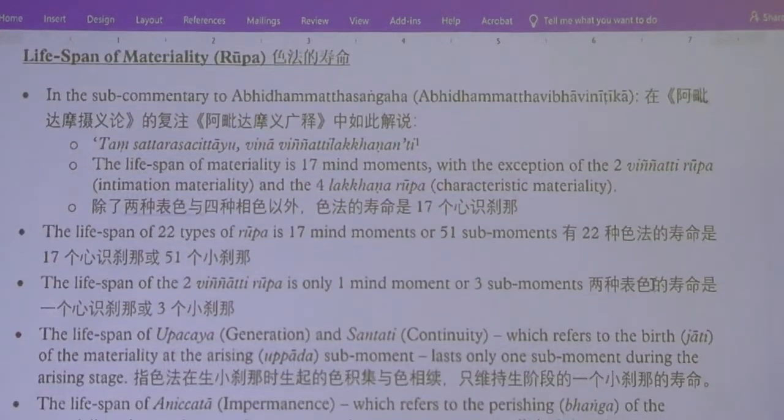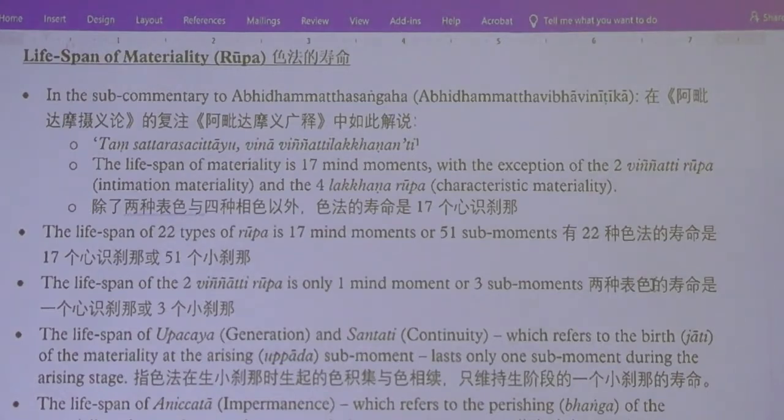Now, in the same way, the lifespan of materiality, the age of rupa. In one mind movement there are 3 sub-mind movements. For one rupa, how many mind movements? There are 17. One rupa can live for 17 mind movements, which is 51 sub-mind movements.